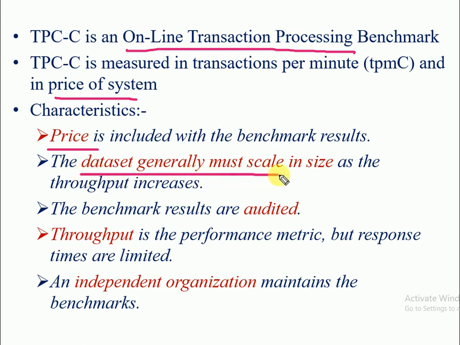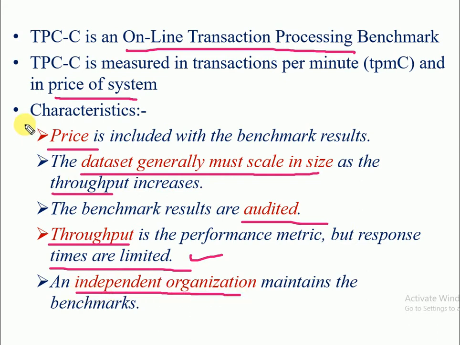The data set must scale in size as the throughput increases. The data set must also be increased according to the throughput. Then all the results obtained based on these benchmarks are audited in the case of the TPC-C benchmark. Now the throughput is the main performance metric, but the response times are limited in this particular benchmark, and the details are maintained by an independent organization.